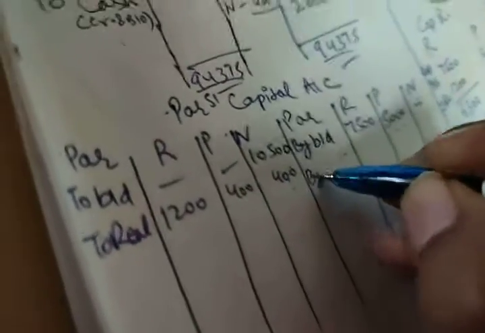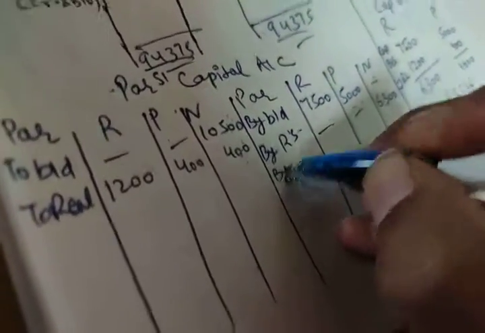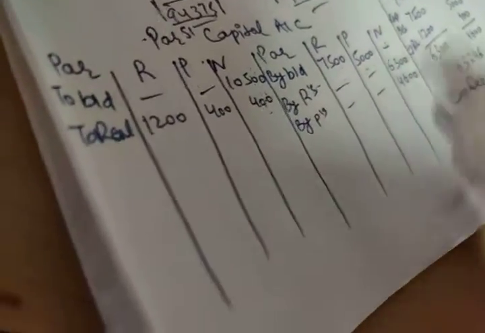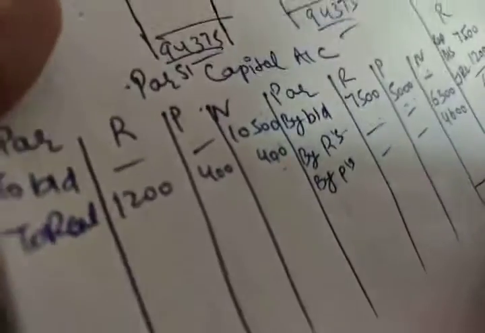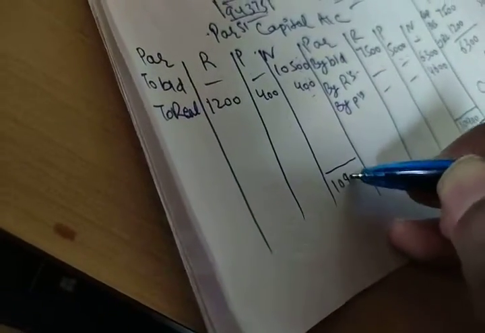Entry what? By R's capital in the N column. How much is R bearing? 6,300. Similarly, by P's capital, P is bearing 4,600. And now if you check, we can close N's capital account: 10,900 on this side and 10,900 on the other side. Balance brought down 6,300, 4,600 and 10,500 and 400. Both sides balanced.